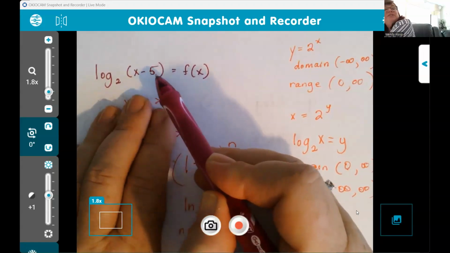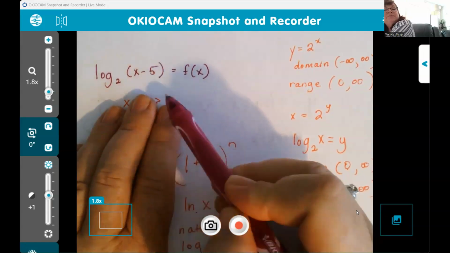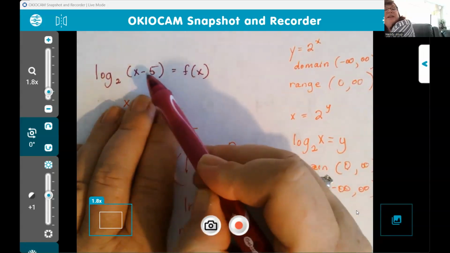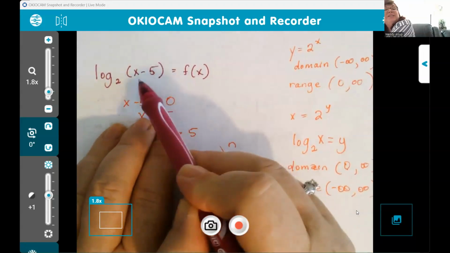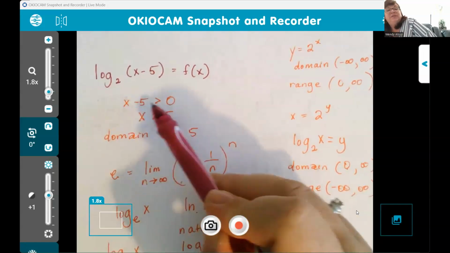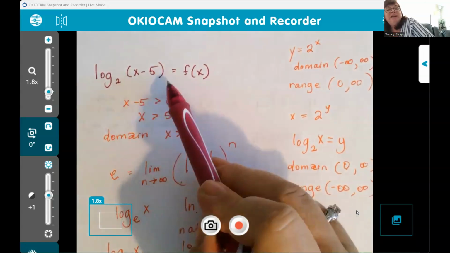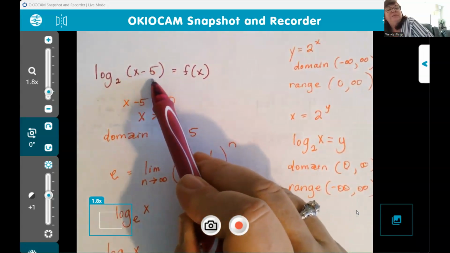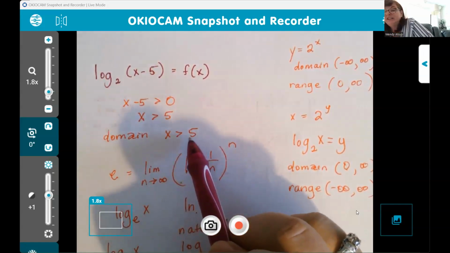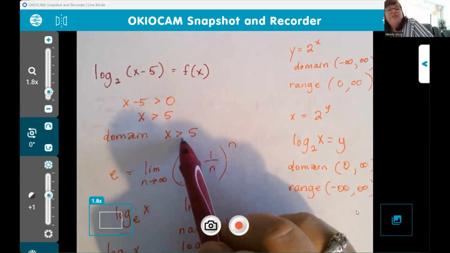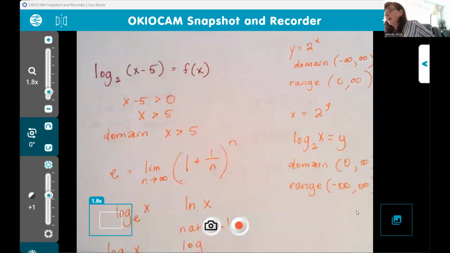But I've picked mine up and transformed it. Instead of going from 0 to infinity, it's picked up and moved right 5 units horizontally. The whole x minus 5 now has to be greater than 0, and if you solve that, add 5 to both sides, x has to be greater than 5. My domain after moving it right 5 units is x greater than 5. I didn't change my range. My range is still all real numbers.